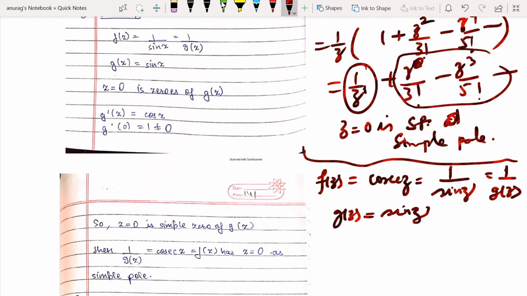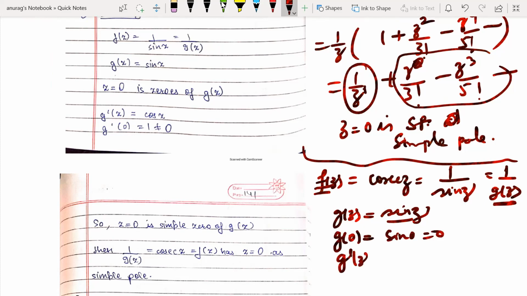And I told you one remark on the zeros: if g(z) has a zero at z equal to z naught, then its reciprocal f(z) has a pole at z naught. If it has a simple zero, then it has a simple pole. So check for zeros here. Where g(z) you are checking at z equal to 0, so g(0) equals sin 0 equals 0.